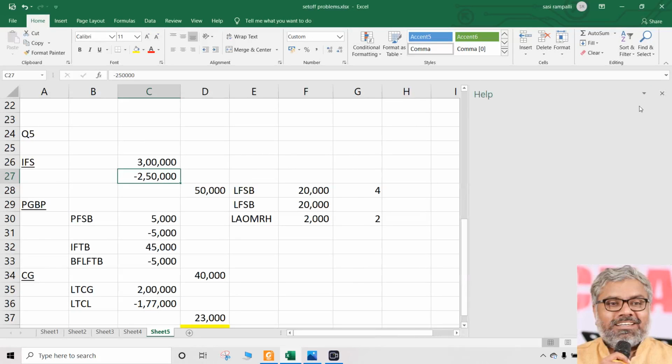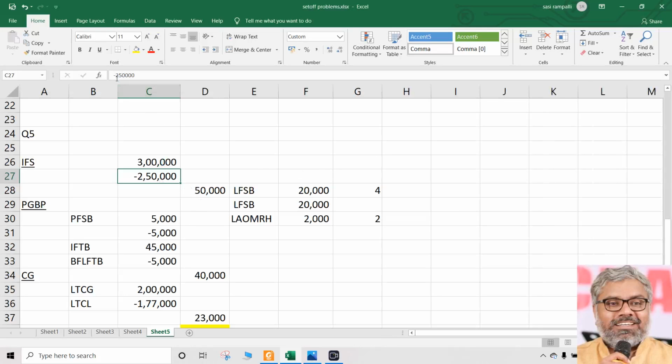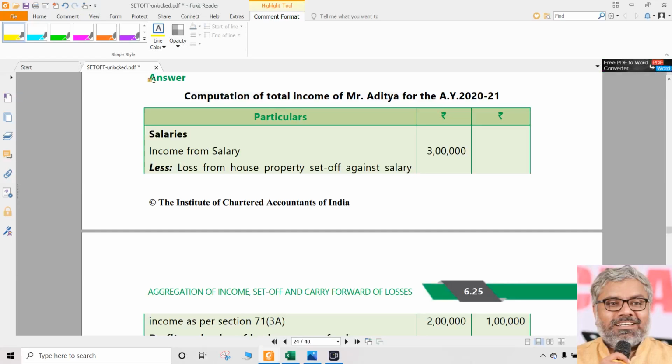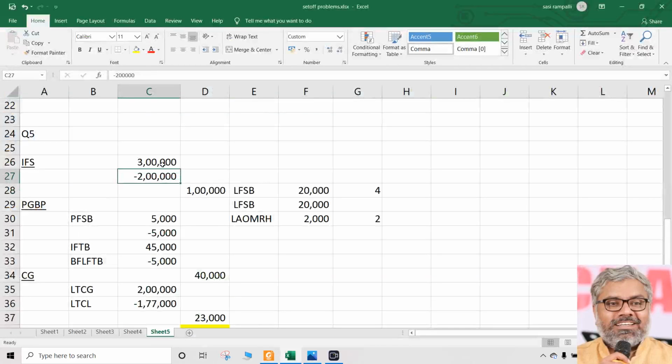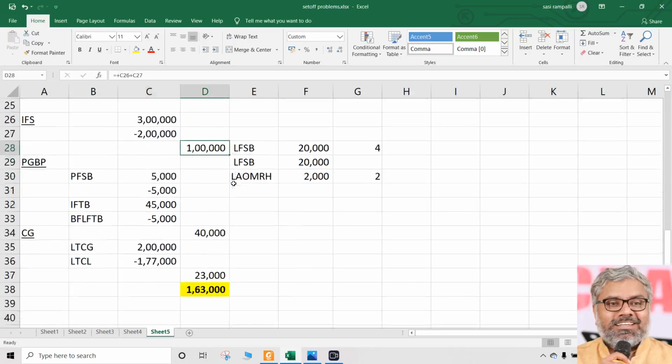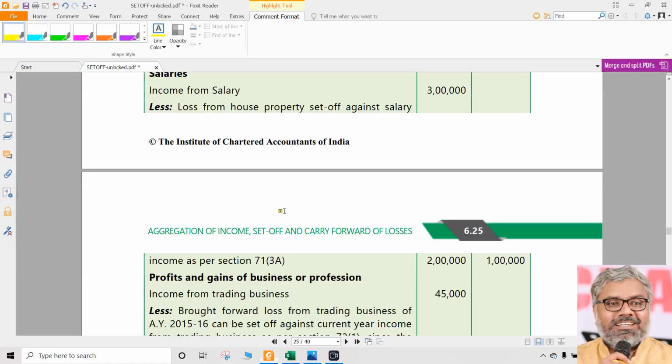Because loss from house property can be set off only up to what? Up to 2 lakhs. Correct. That cannot be set off more than 2 lakhs, which means only 2 lakhs can be set off against the salaries income. 2,50,000 cannot be set off. There is a restriction there. We have to always remember that. Yeah, keeping that in mind.